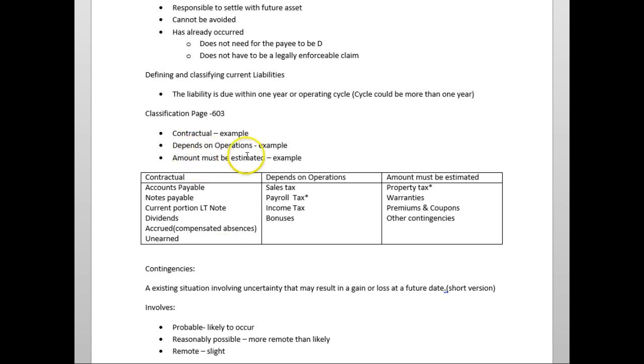There's depends on the operation. This is a liability that's contingent on what you do in your business, such as sales tax. You can have a low sales tax, or you can have a really busy year and have a very high sales tax. So this liability will go up and down with operations. Payroll tax and income taxes are in there, bonuses also. The final one are the liabilities that usually must be estimated. Property taxes and warranties, premiums and coupons.